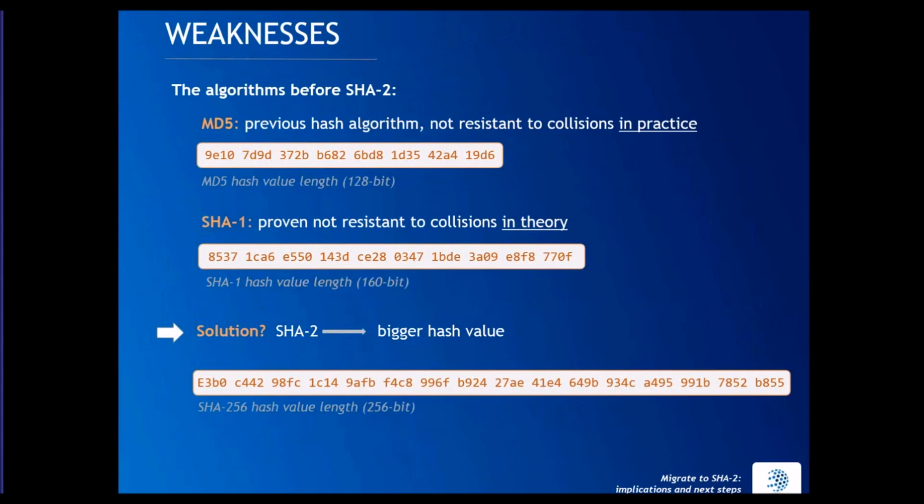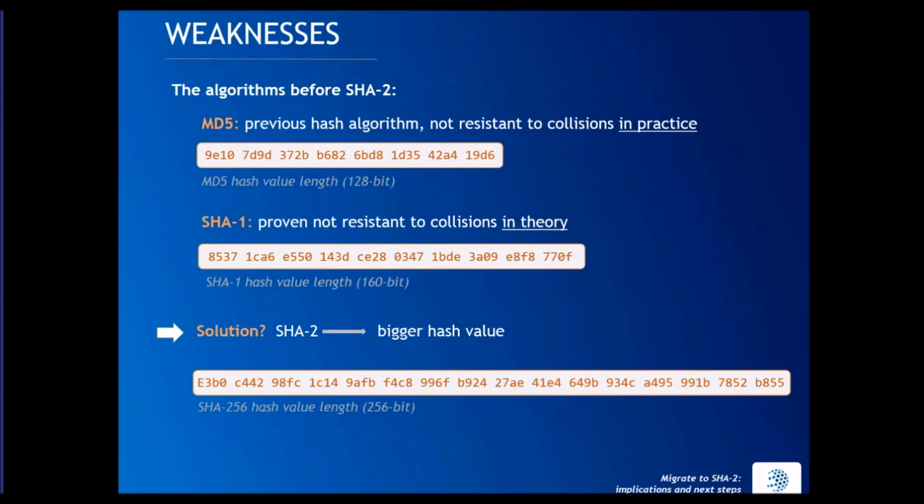Now, the algorithms before SHA-2: previously I mentioned the MD5 hashing algorithm. Now, it's not resistant to collisions in practice, and as you can see in the example here, the MD5 hash value length is only 128-bit.